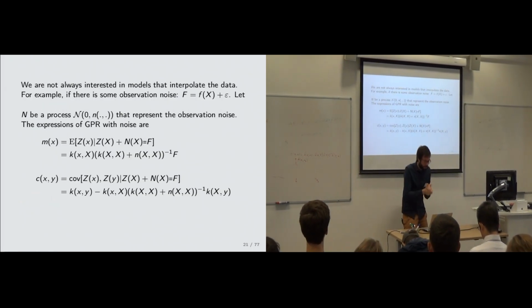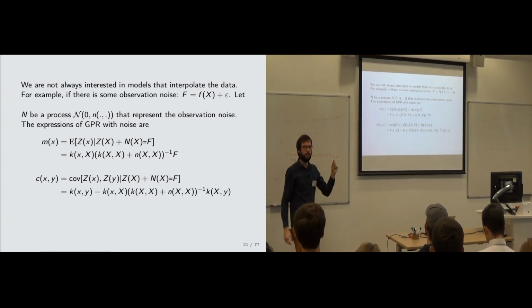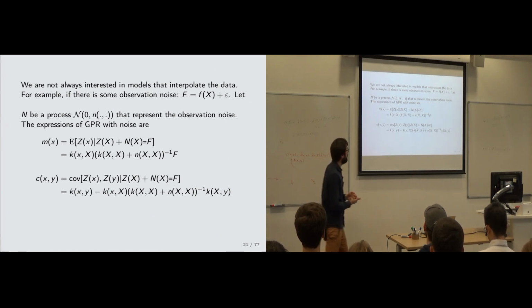Yes, we've done all that. So we don't always want a GP that interpolates the data points. Sometimes you have some noise in your observations, and it's not because you have one observation that you're sure about the value. There's some uncertainty on top of it. And that's something GPs can definitely handle.